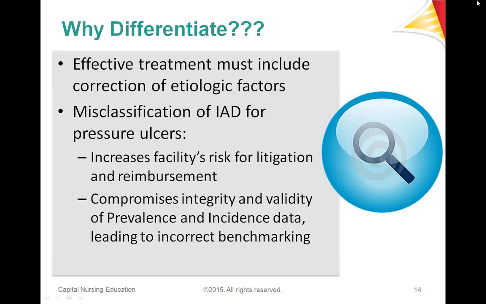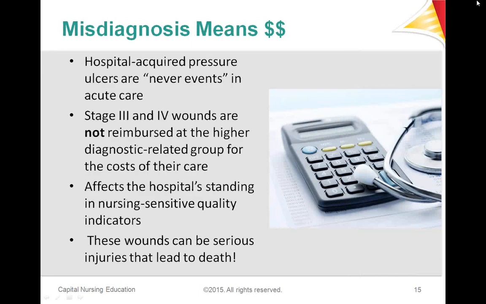Reimbursement is a huge issue in today's world. Also, when we incorrectly identify something and call it a pressure ulcer, which it is not, then this really makes our prevalence and incidence data that is really used for benchmarking nationally invalid, because we have not even identified correctly the wound that we're looking at. Also, misdiagnosis means dollars, and in today's healthcare environment, this is such an important thing.